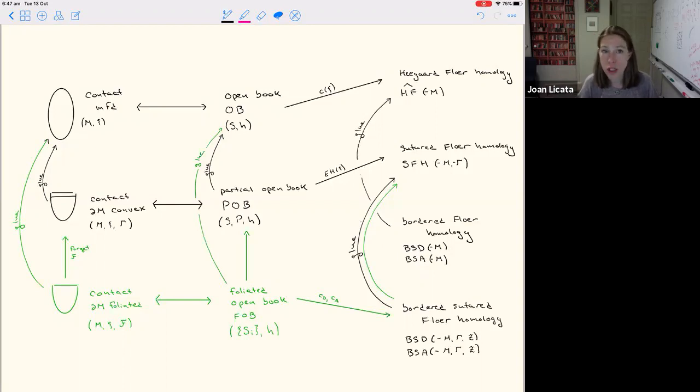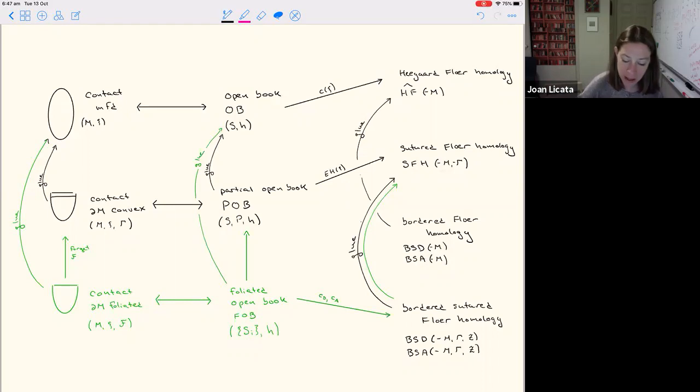You can't always do this, but you can always stabilize a foliated open book to the stage at which you can do this. So there's a kind of ghost partial open book sitting inside a foliated open book, and vice versa. So what we haven't said anything about, and I think I have just about the right amount of time to wave my hands at a few things, is where we get bordered sutured invariance from this.